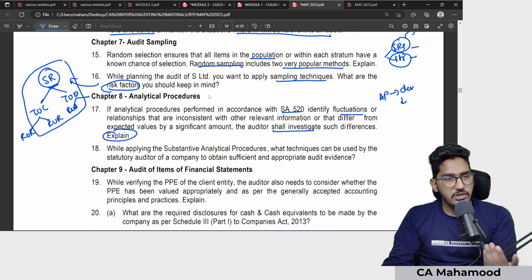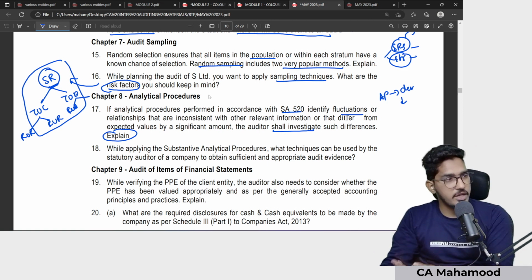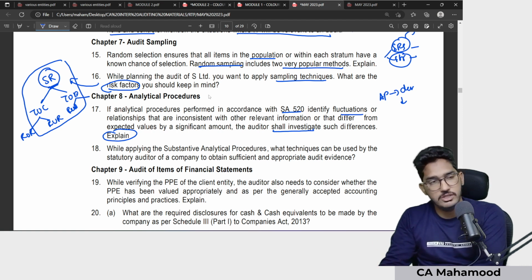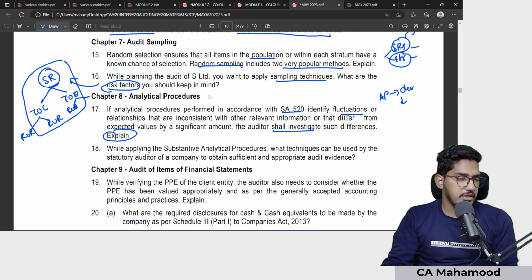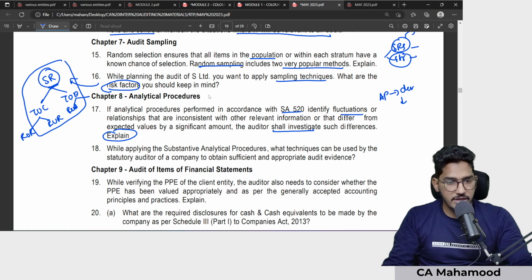How will you investigate? We will go and inquire with the management. If the management does not give enough responses, we perform alternative audit procedures. If alternative audit procedures are also not possible, we will modify the opinion. Very simple question. That is what you are supposed to write.